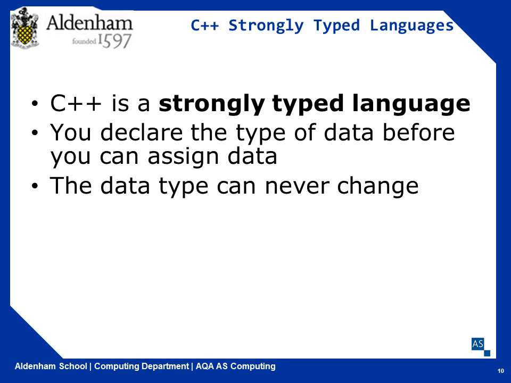So C++ is a strongly typed language, and this is because you have to declare the type of data before you assign any data into the variable, and then after this point the data type can never change.